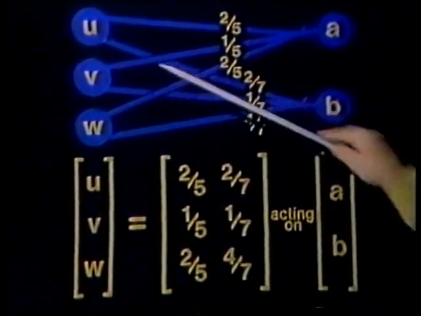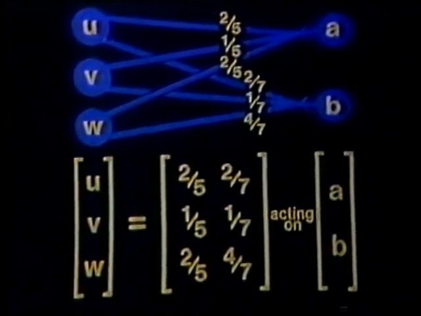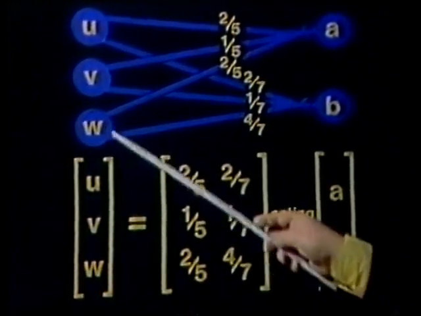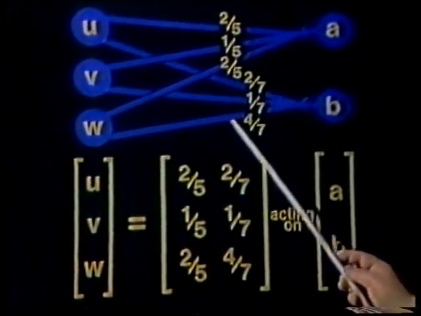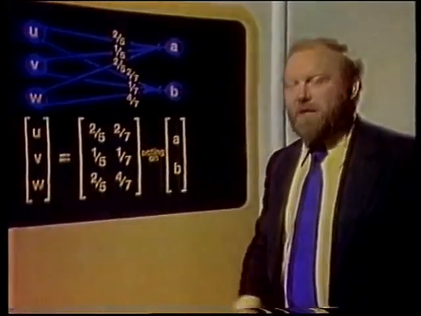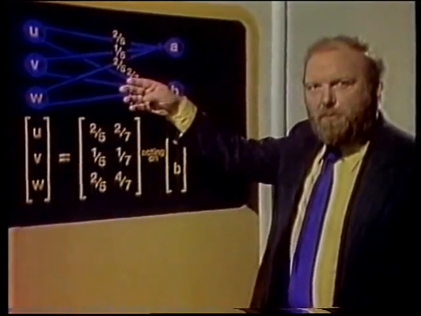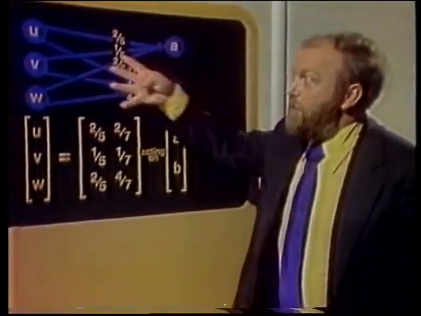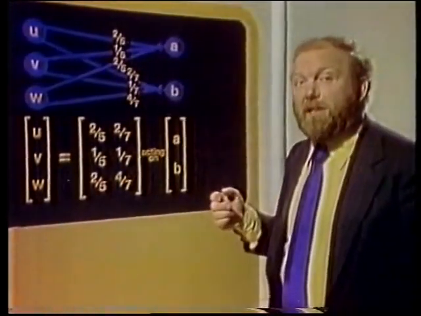1/5 of A and 1/7 of B. And similarly, the third row gives the flow towards the third output, W. W is 2/5 of A plus 4/7 of B. So once we've arranged the columns to be the proportions flowing away from each input, the rows automatically give the proportions flowing towards each output. And that'll work for any network.